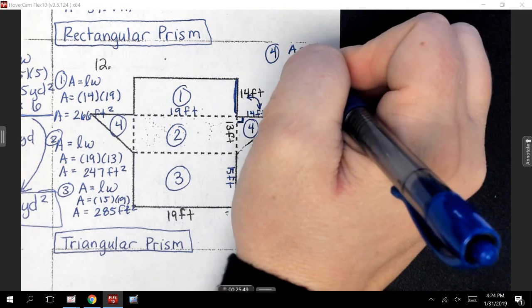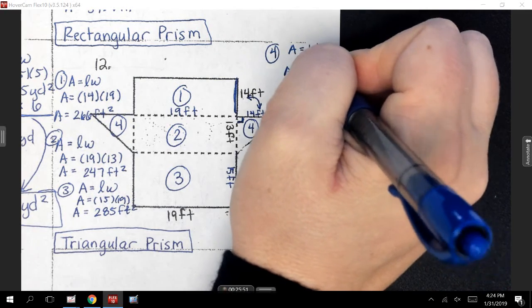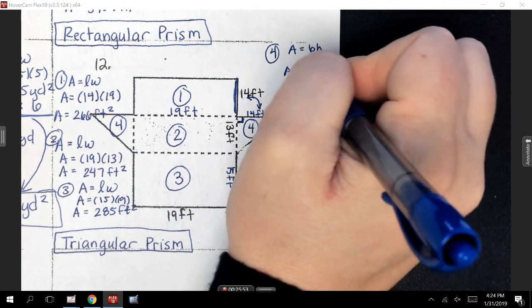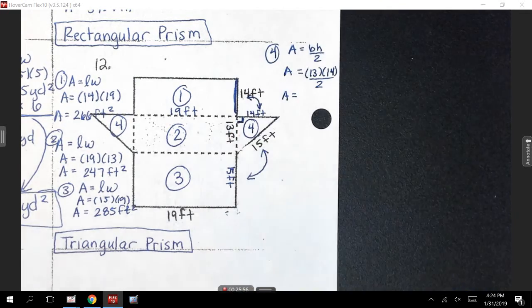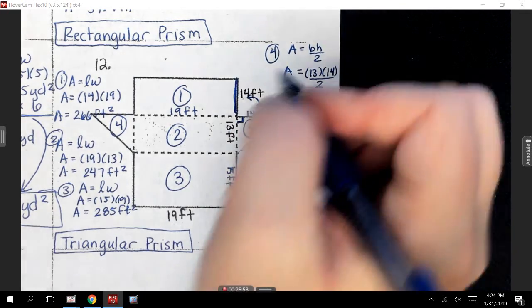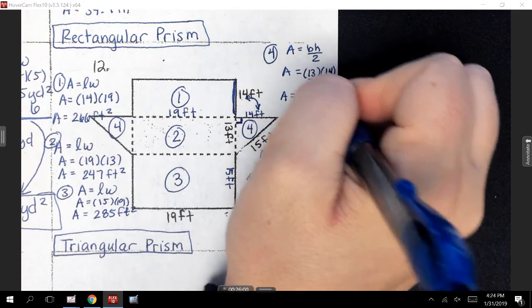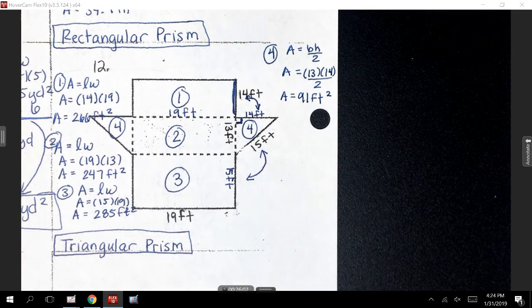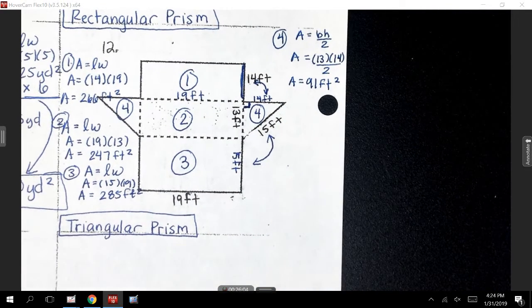So my area here, I'm using my base, 13, my height, 14, divided by 2. So my area on that triangle is going to equal 91 feet squared. Whew, that's a lot of work. We did the hard part. So now that the hard stuff is over, let's do the easy part. We're going to add it up.